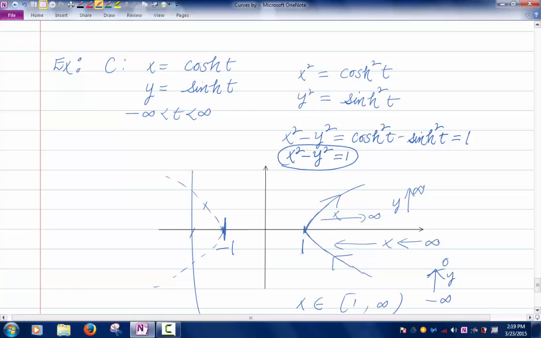Now, is the graph of C all of it? Am I making sense? What's the graph of C? Is the graph of C the entire hyperbola, or is it only half of it? What part of the hyperbola belongs to the curve C? We have to determine that. So how would I determine that?